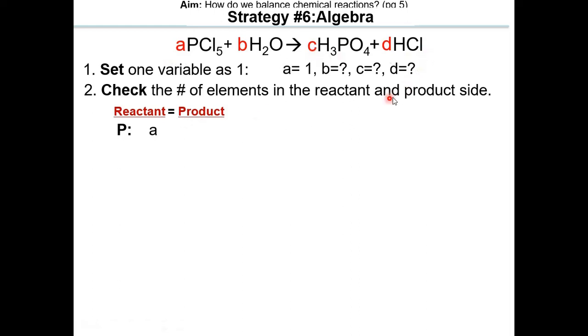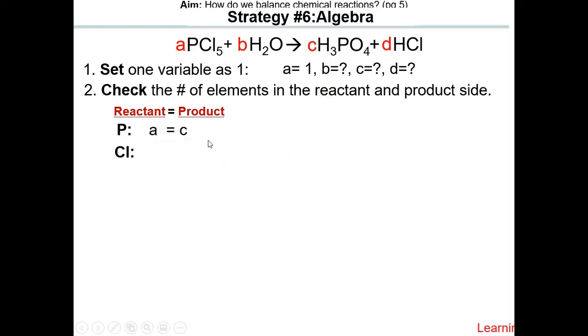How about the product side? On the product side, we have C times 1P. So we have C as the amount of P on the product side. In a balanced equation, the number of phosphorus on both sides should be the same. So we're going to set A equal to C.